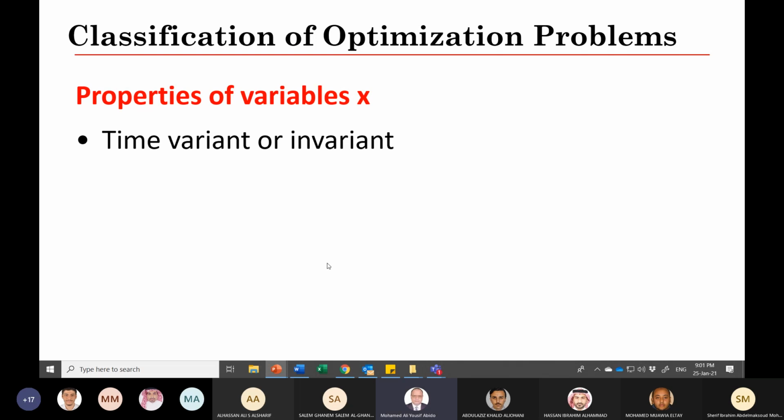These optimized parameters could be time variant or time invariant. If it is invariant, it doesn't change with time, so we have a static optimization. We have dynamic optimization of x of t, varying with time. Continuous or discrete: you may have this x continuous, a real value that can take any value, but sometimes in some optimization problems, the optimized parameter is discrete. For example, an integer number.